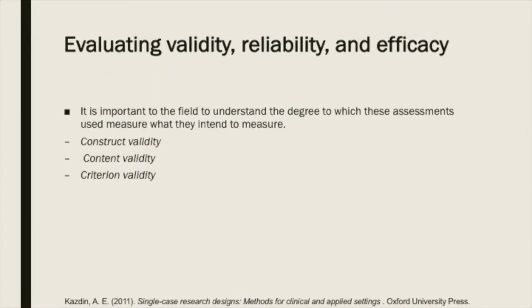It is important to the field to understand the degree to which these assessments measure what they intend to measure. Some things we need to look at for these assessments include construct validity and content validity, which looks at the basis of the causal relationship between the intervention and the behavior change. Another type of validity assessments should measure is criterion validity. Criterion validity, or training validity, will require assessments to A, identify skills that individuals are and are not able to perform outside of the assessment setting, and B, identify skills that the individual is able to acquire.